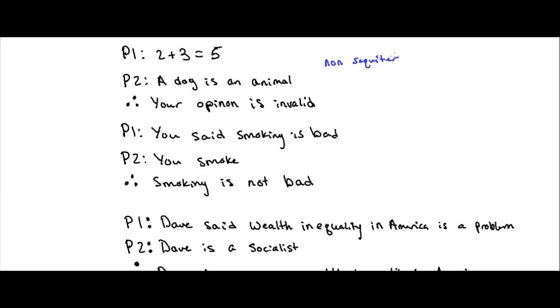Let's look at the next one. Premise 1, you said smoking is bad. Premise 2, you smoke. Therefore, smoking is not bad. Well, whether or not someone smokes is going to be independent of whether or not smoking is bad. So this is called a tu quoque fallacy, because whether or not someone acts hypocritical to what their claim is doesn't make that claim not true.